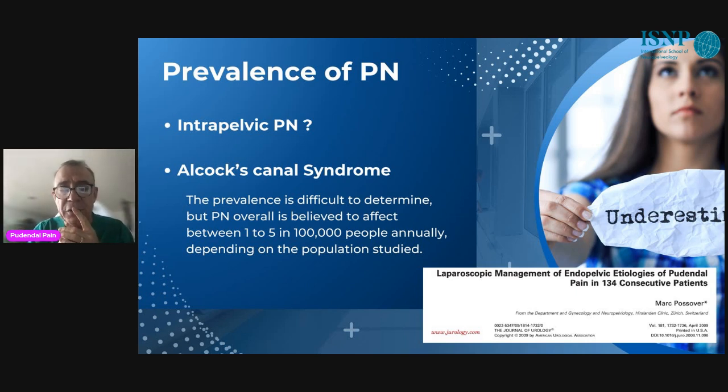For many years, I wrote a paper on the laparoscopic management of endopelvic pudendal neuralgia. And in a series of 134 consecutive patients who were sent to me for management of an Alcock canal, more or less 130 patients, 120, the large majority of these patients were suffering not from a pathology of the pudendal nerve below the pelvic floor, in the Alcock canal, but above the pelvic floor, within the pelvic cavity.